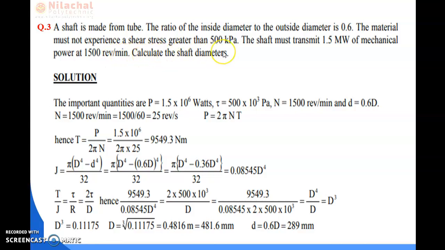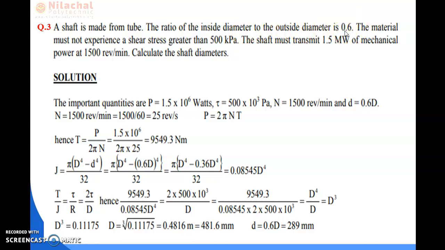Calculate the shaft diameters. That means here you can imagine that the shaft is hollow type because inside diameter and outside diameter is provided. Hence you have to determine the diameters. That means we have to calculate the diameter of the outer circular shaft and inner circular shaft. But only in the question it is mentioned the ratio between inside diameter and outside diameter as 0.6.